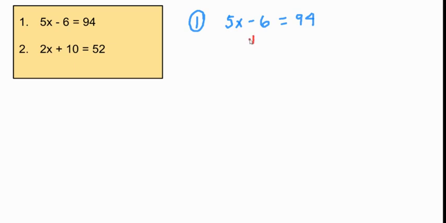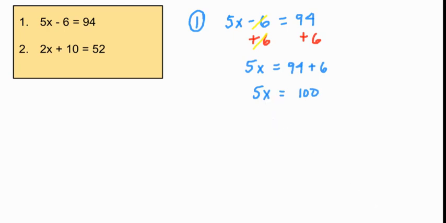So we are going to add 6 to both sides. And you'll see what that does when we take that step. So that's going to cancel this out on the left-hand side. And all we will be left with is 5x equals 94 plus 6. I'll write that out. 94 plus 6, which equals 100. So 5x equals 100. And now you can see, after we applied that plus 6 operation to both sides, we're left with a one-step equation.